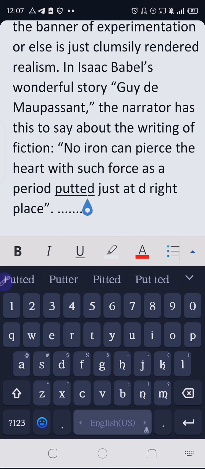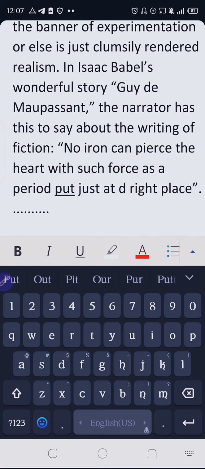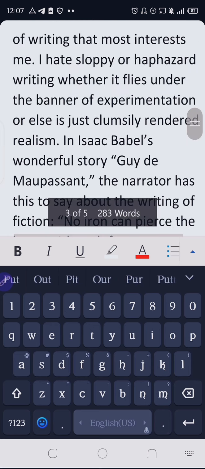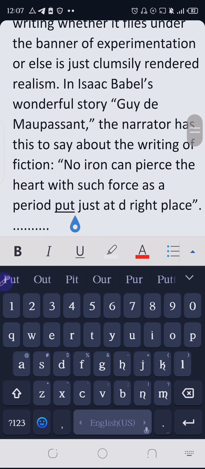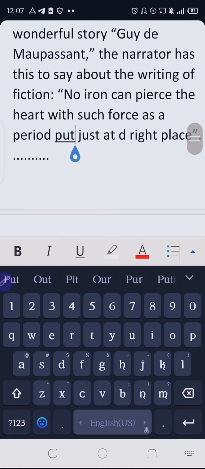Putted. What kind of language is that? Putted. No. Let's get that out. Let's get the TED out. So what's the past tense of put? Put, not putted, right? I intentionally put it there to test your understanding of grammar. Okay. So let's read our sentence once again. In Isaac Babel's wonderful story, Guy de Maupassant, the narrator has this to say about the writing of fiction. No iron can pierce the heart with such force as a period put just at the.